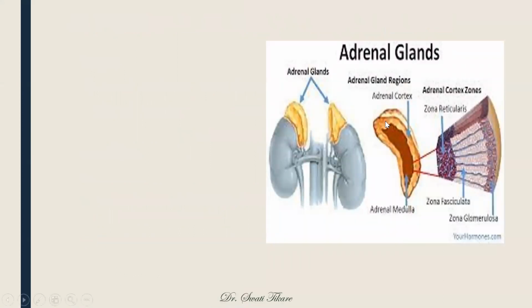As we said, the adrenal gland is divided into the outer cortex and the inner medulla. Again, the adrenal cortex is subdivided into three zones. From outside towards the inner side, there is the zona glomerulosa. Next, we have the zona fasciculata, and thirdly, the zona reticularis. So these are the three layers of the adrenal cortex.